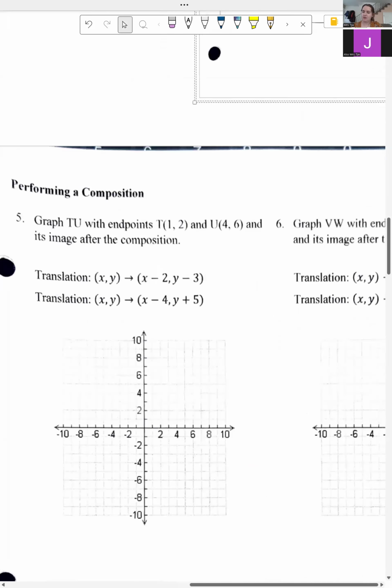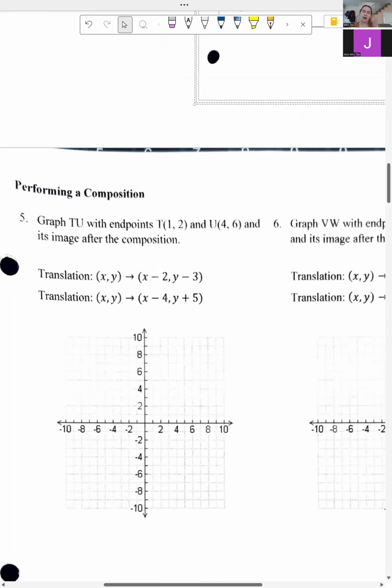We're gonna graph. This is just a line segment, and we have two translations, one right after the other. So for composition, we could have multiple translations. We could have a translation and then a reflection and then a rotation. It doesn't have to be the same kind of transformation. But since we're just starting off with translations and we haven't really talked about the other ones yet, we're just going to do a composition of transformations that are translations.